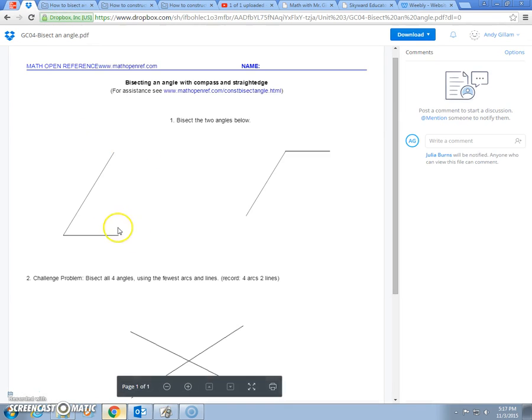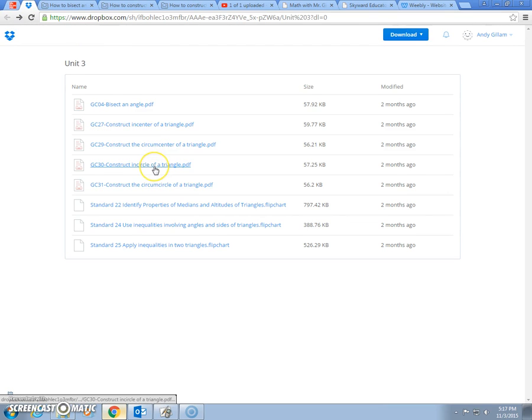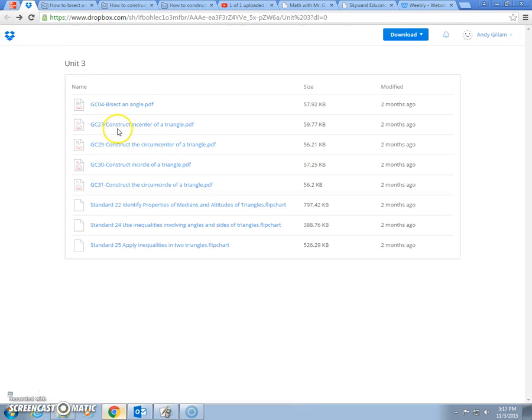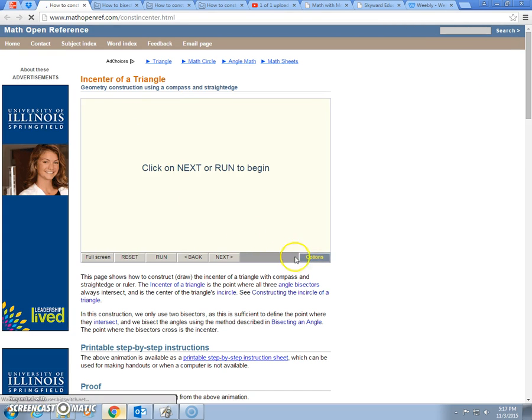We got an off snap moment here, but I will fix it. We're going to go right to this little guy. Oh, no, we don't want incircle, we want incenter. Here we go. And we'll full screen it.